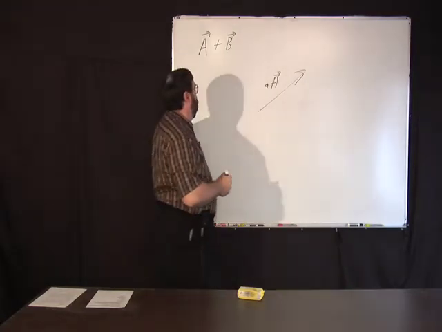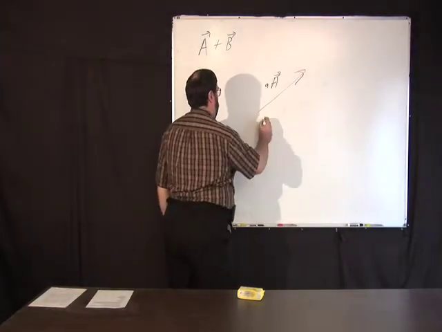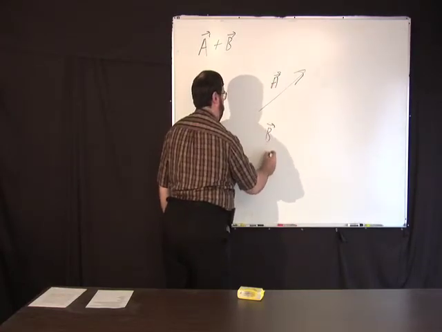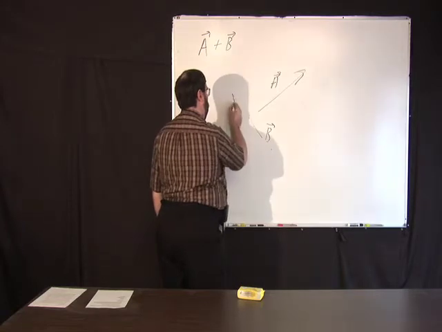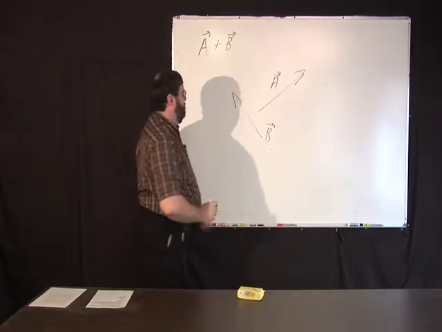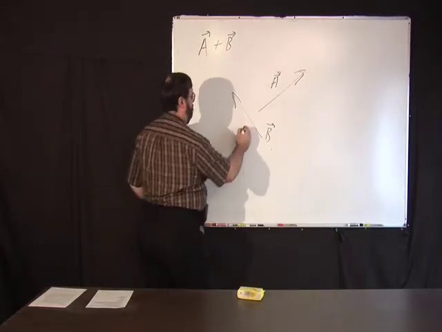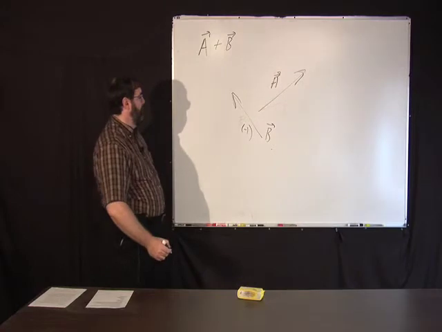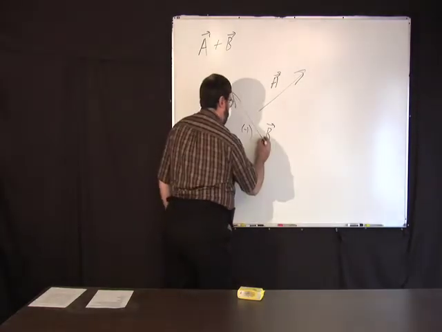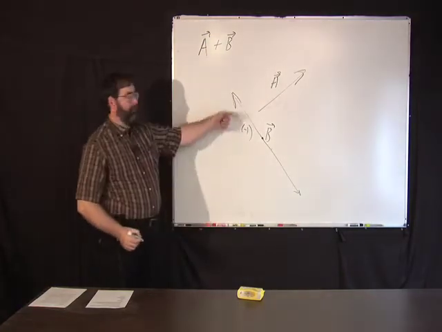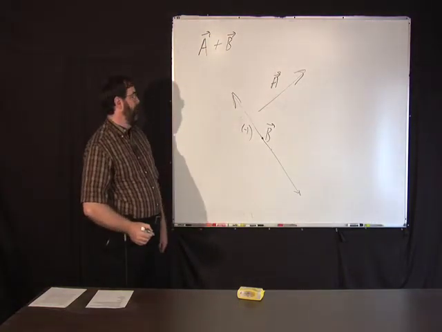In particular, you can multiply a vector, let's say vector B. Say this is vector B. You can multiply it in particular by -1. Well, what does that do? Well, that flips the direction of the vector. Okay. Same length pointing in the opposite direction.